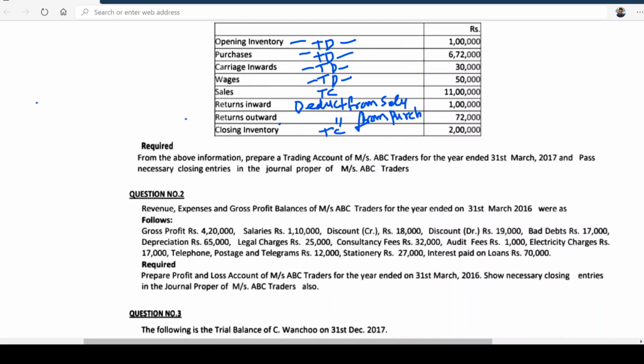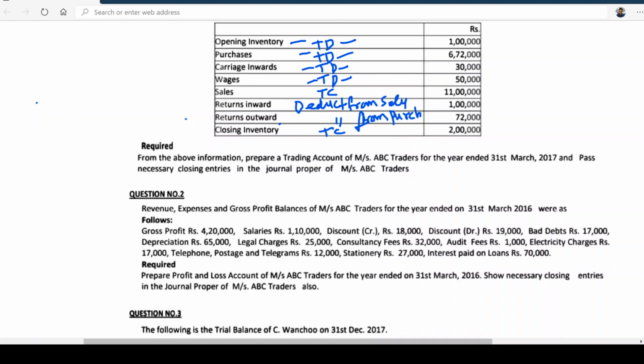Profit and loss account. Gross profit where it goes? Trading account credit side. Salaries where it goes? Trading profit and loss account. Gross profit will go to P&L account credit side. Salaries will go to P&L account debit side. Discount credit, P&L account credit side. Discount debit, P&L account debit side. Bad debts, P&L account debit side. It is a loss. Debtors can be good, bad, doubtful. Bad means written off. Amount irrecoverable is called bad debts.